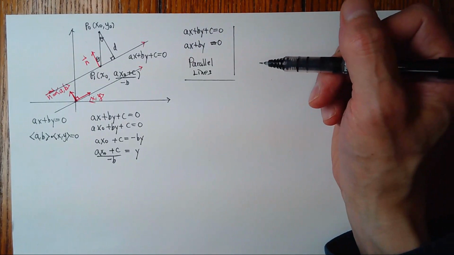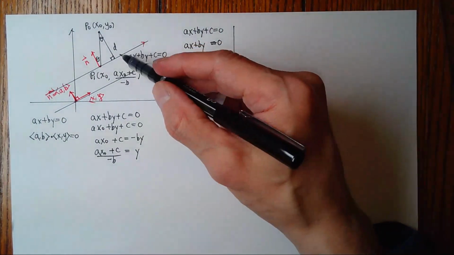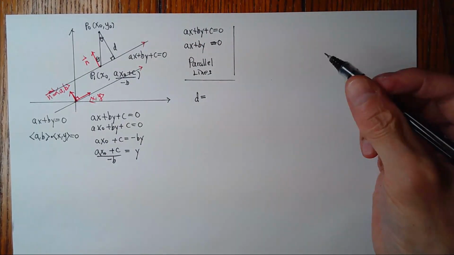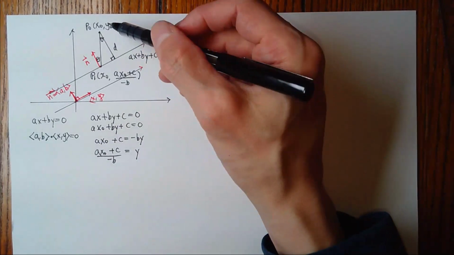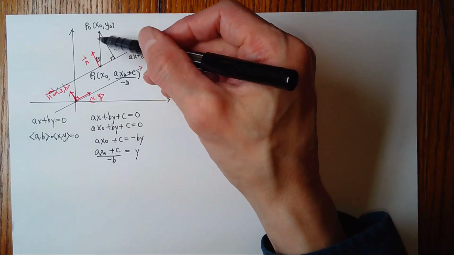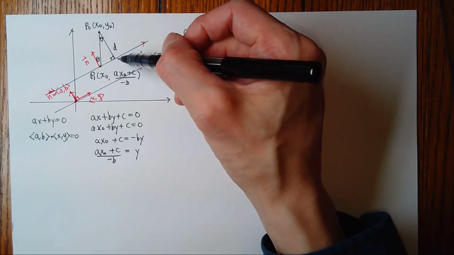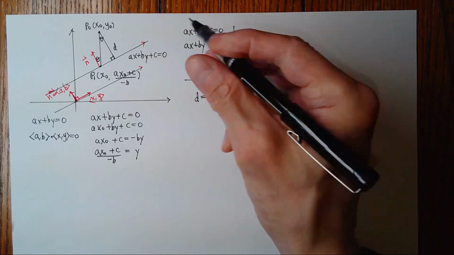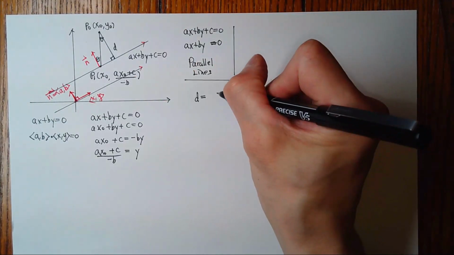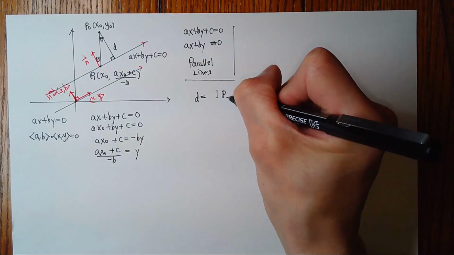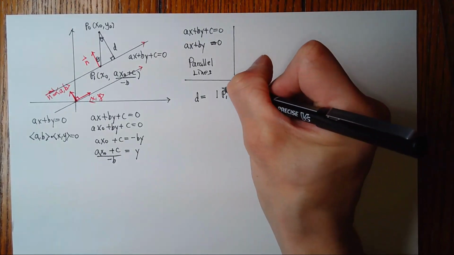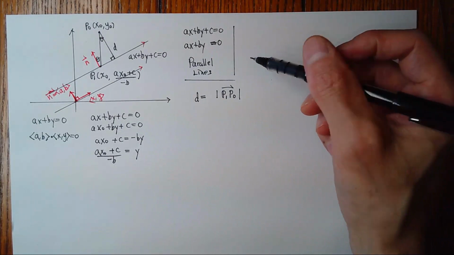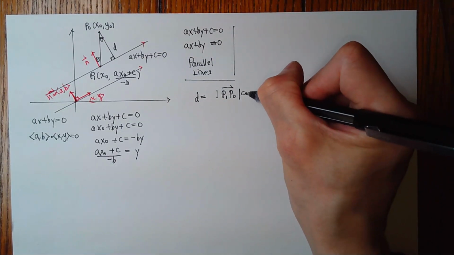Now we're going to find out what is the distance d. Well, d is just, look at this white triangle here. The hypotenuse times the cosine of theta will give me d. And the hypotenuse is just the magnitude of the vector p1, p0. The magnitude of this vector from p1 to p0 times the cosine theta.